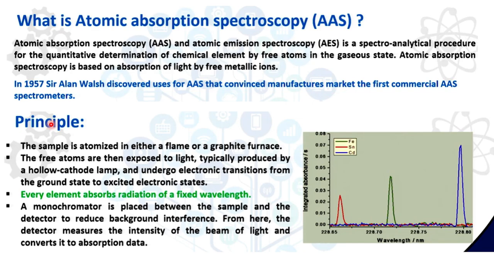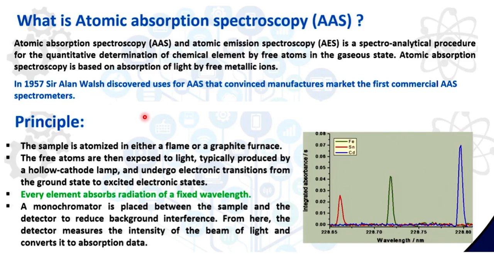It is an analytical procedure for the quantitative determination of chemical composition by free atoms in the gaseous state, and atomic absorption spectroscopy is based on absorption of light by free metallic ions. So what does it mean? You first atomize the material to the atomic level to form different atoms, and then you check the absorption property of that free metallic ion. In 1957, Sir Alan Walsh discovered this, and he also made it commercial in 1957.